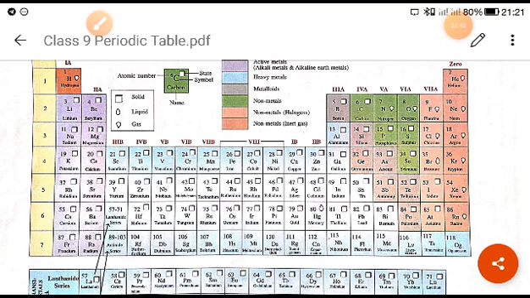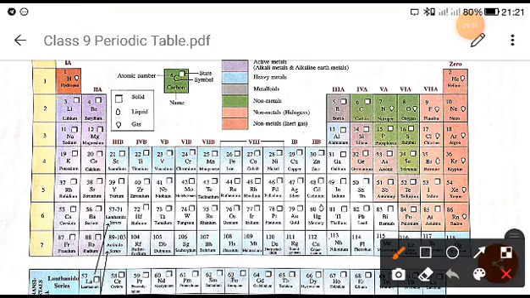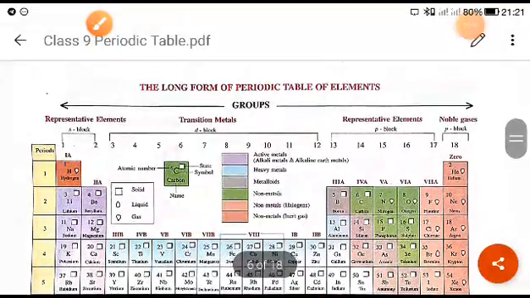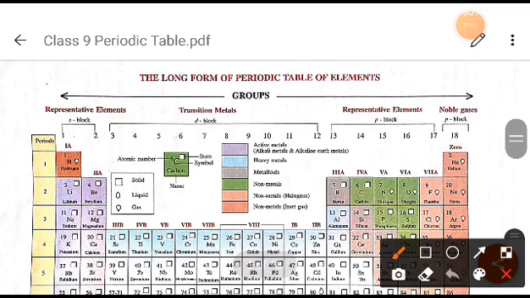So this was all about the representative elements. Now next we will see the transition metals, the groups from 3 to 12, right? The groups from 3 to 12, we will talk about these elements. All these elements are metals with a high melting and boiling point. First thing. Next thing, they are good conductors of heat and electricity.